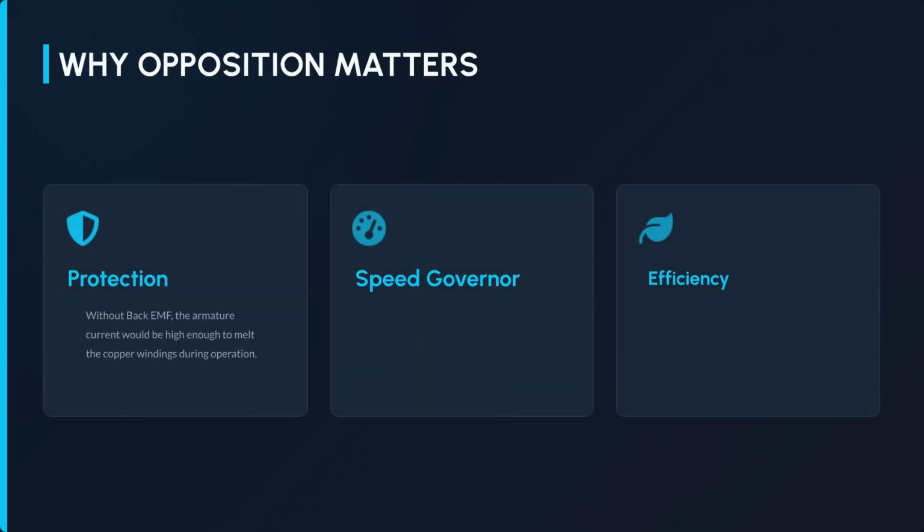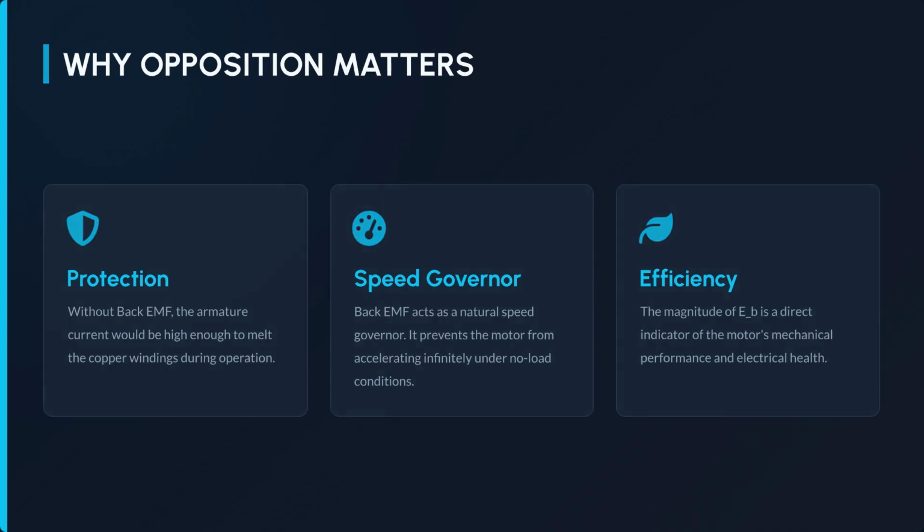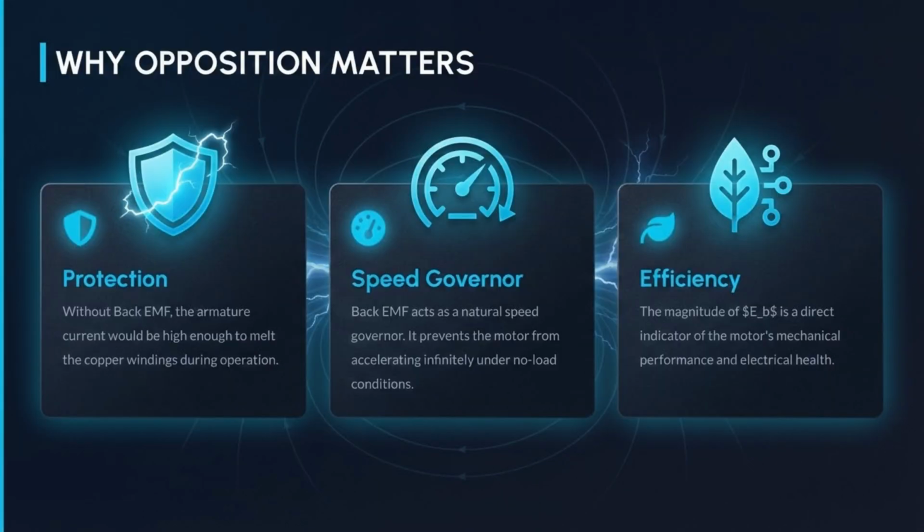Back EMF is crucial because it provides protection, preventing excessive armature current that could melt the windings. It also acts as a natural speed governor, stopping infinite acceleration under no-load conditions. Furthermore, E_B magnitude indicates the motor's mechanical performance and electrical health. Here we see the crucial role of back EMF in motor operation, ensuring protection, governing speed, and indicating efficiency.